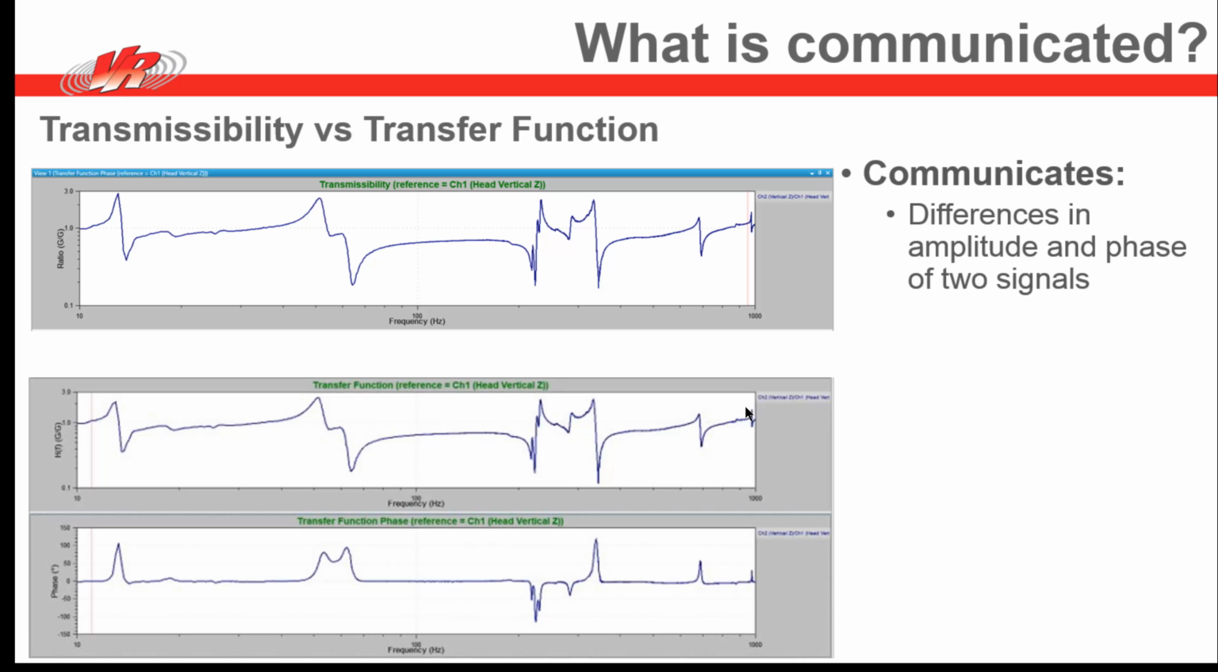Transmissibility accomplishes much the same thing, but transmissibility, which is a standard feature in all the software, does not give you the phase information. So when you want to know some things about the phase, you need to have the analyzer tool. Transmissibility will give you some of the amplitude information, but it does not give you phase. Phase is very important in many situations, so it would be good to have the analyzer function so you can have access to that phase information.